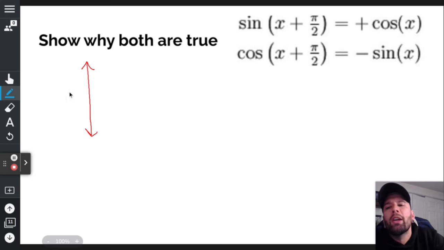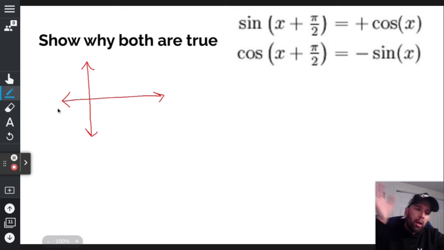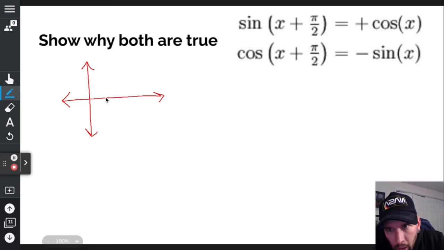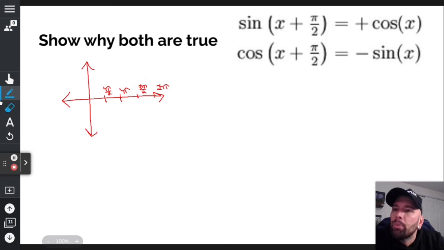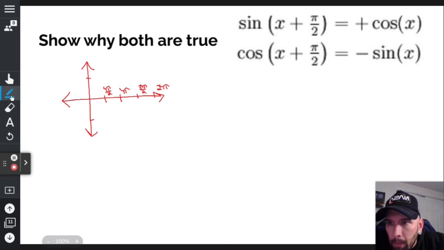So I'm going to draw a very basic picture of sine. It's not going to look good at all. Okay, but I'm going to try to do this in one fell swoop, right? I have pi over 2, pi, 3 pi over 2, and 2 pi, okay? If I were to take regular sine, which looks like this, okay?